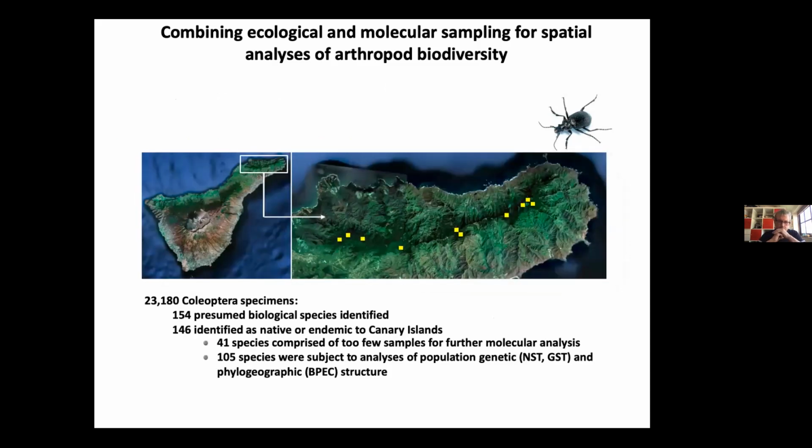So we sampled in total just over 23,000 individual coleoptera, and these resolved into 154 presumed biological species based on our molecular protocol. Now, there was another 30 species that never sequenced, so there's actually more species in the community, but there's 154 for which we obtained sequence data and for which we have fairly robust estimates of species identity.